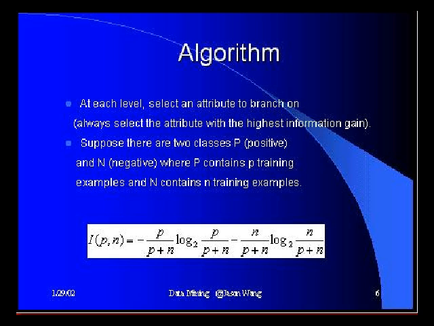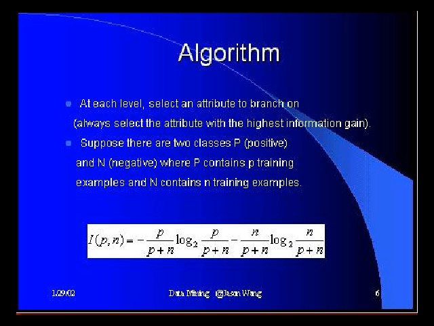Then you use the number p and the number n, plug them into this formula, and you can calculate I(p, n) based on the formula. The formula was invented by Quinlan and his colleagues. So basically, this is a magic formula. You just calculate p divided by p plus n, log base 2, and so on.